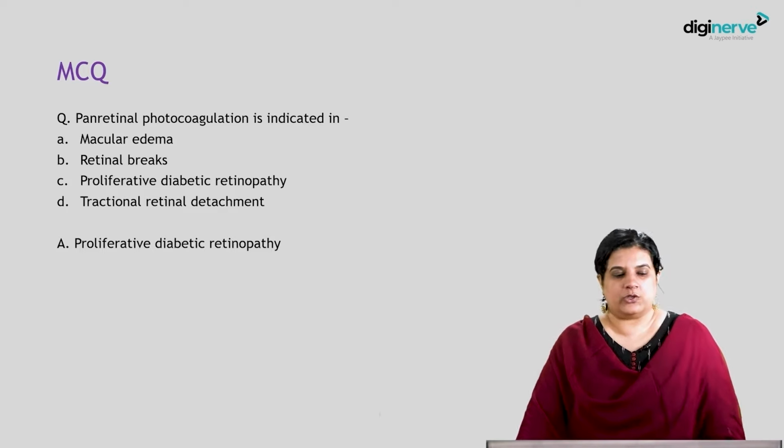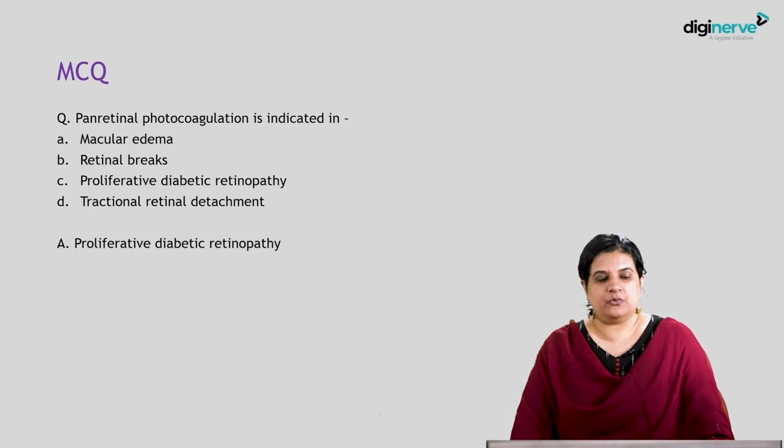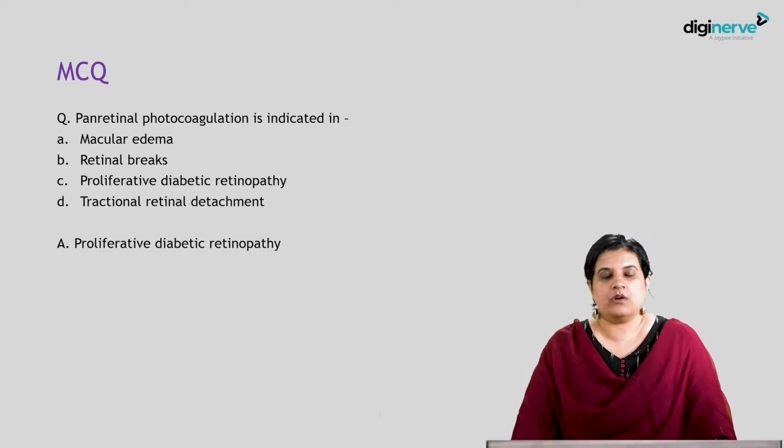And the last question is, pan-retinal photocoagulation is indicated for which condition? Macular edema, retinal breaks, proliferative diabetic retinopathy, or tractional retinal detachment? And the answer, as we discussed, is proliferative diabetic retinopathy. For macular edema, we give anti-VEGF injections, and if they don't work, focal laser can be done.